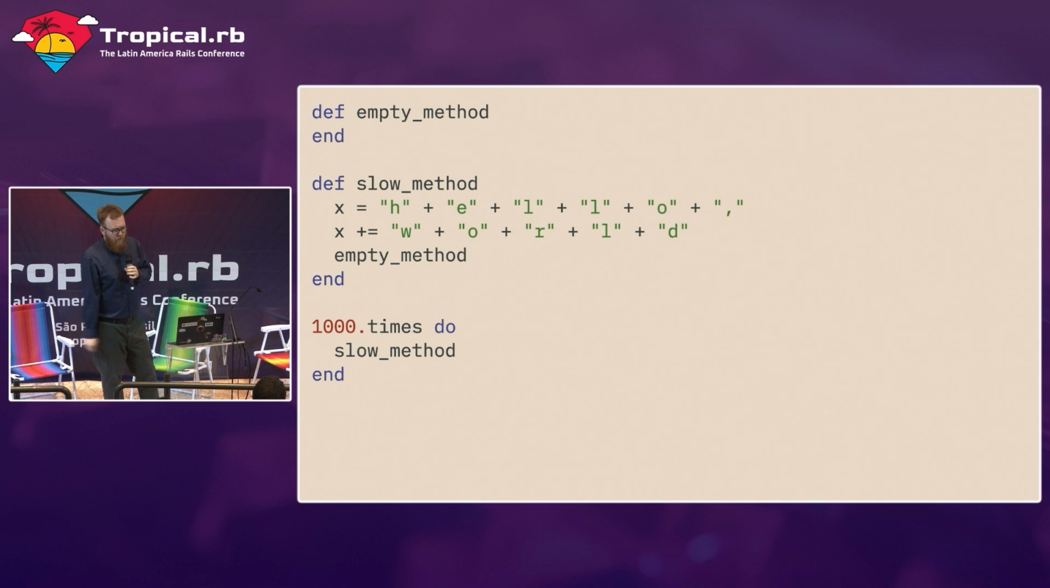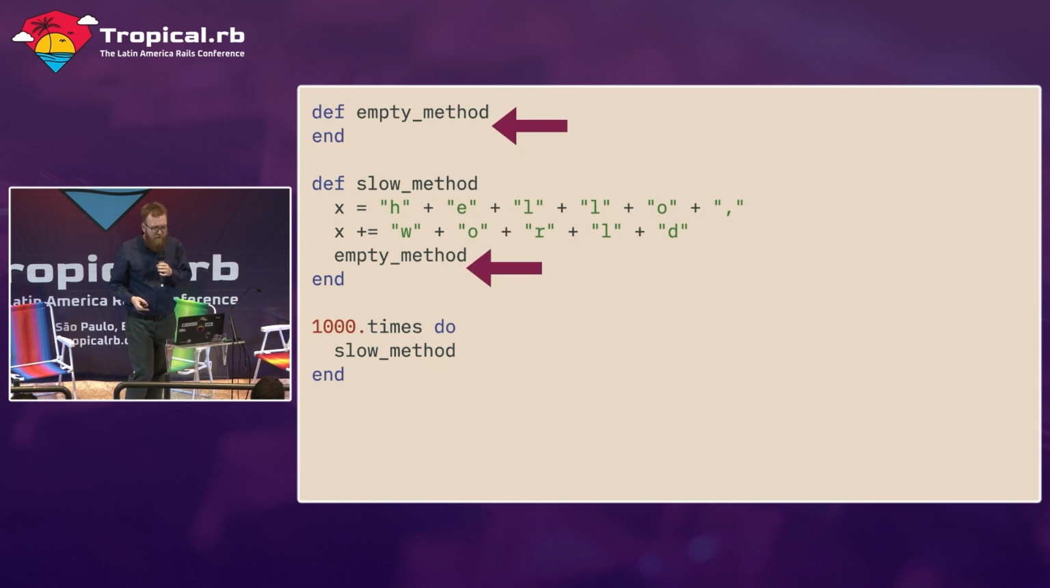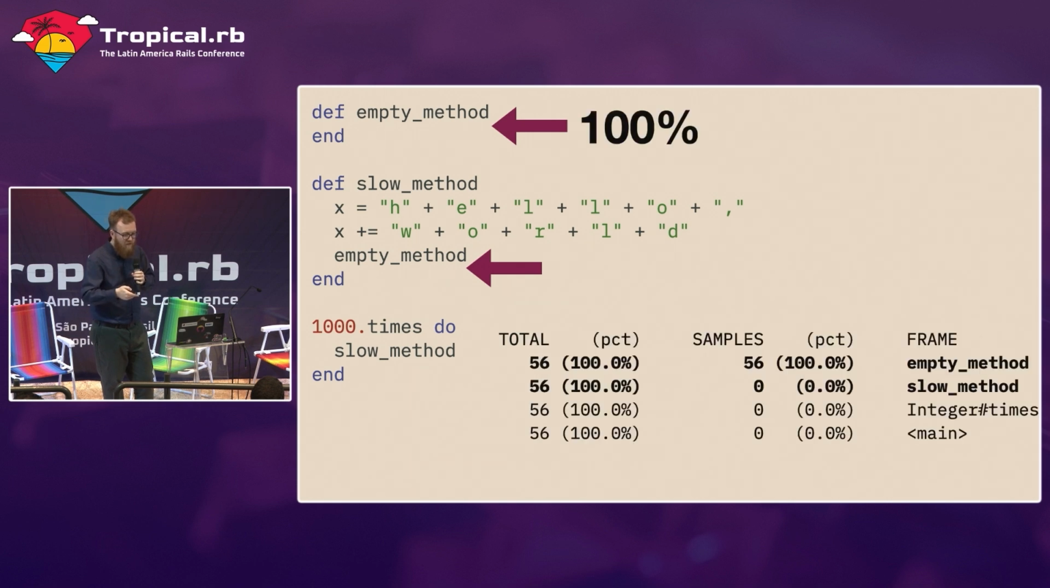Here's a demo program I've made where we're doing a bunch of string concatenation, which is slow, and then calling an empty method, which should take no time at all. But the Ruby VM only inserts safe points here, in this particular example, at the end of the two methods. And so the return from the empty method happens before the return from the slow method. So if you profiled this with an older version of StackProf, it would tell you that 100% of time was spent in the empty method, which is just wrong. The slow method took all the time here.